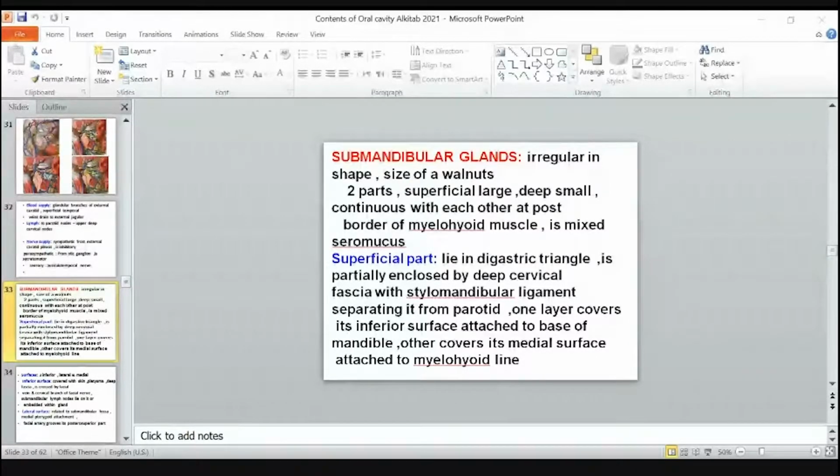You can see it on yourself when you elevate your tongue and look in the mirror. You will see this sublingual papilla on each side of the frenulum of the tongue. This is the frenulum of the tongue. On each side are the 2 sublingual papillae, and on the summit of these sublingual papillae is the opening of the submandibular duct.